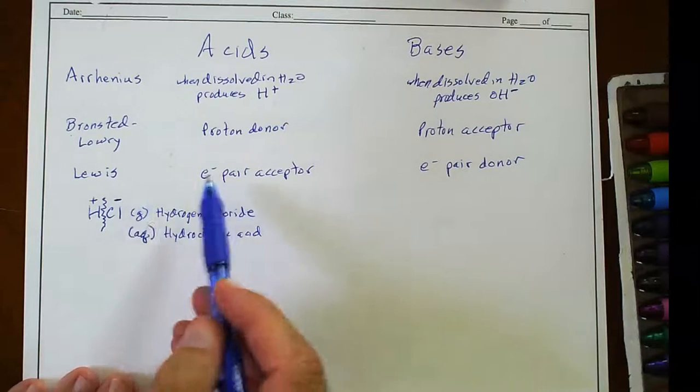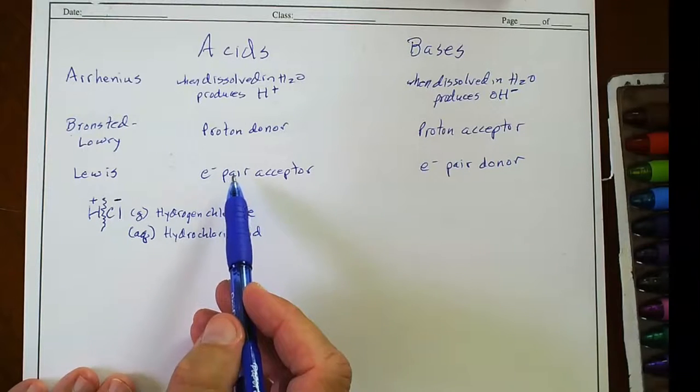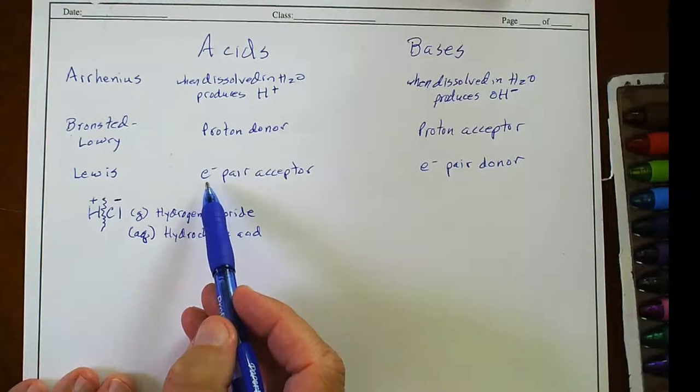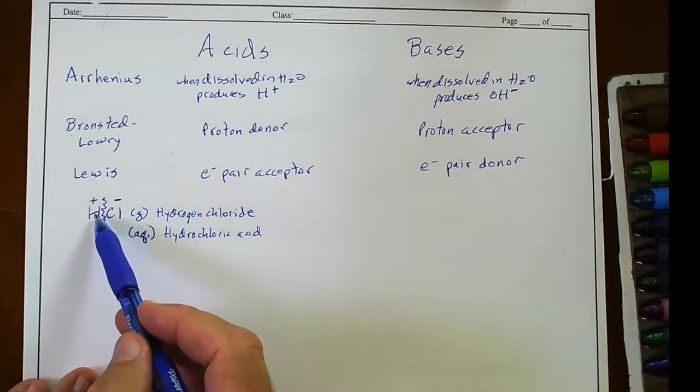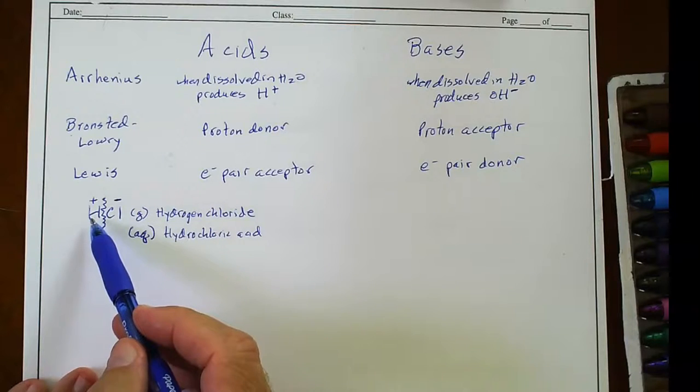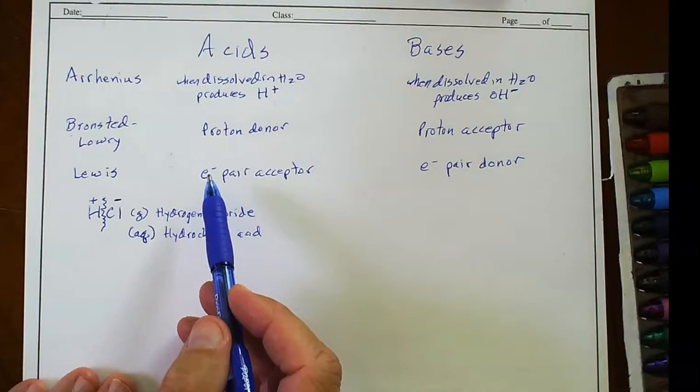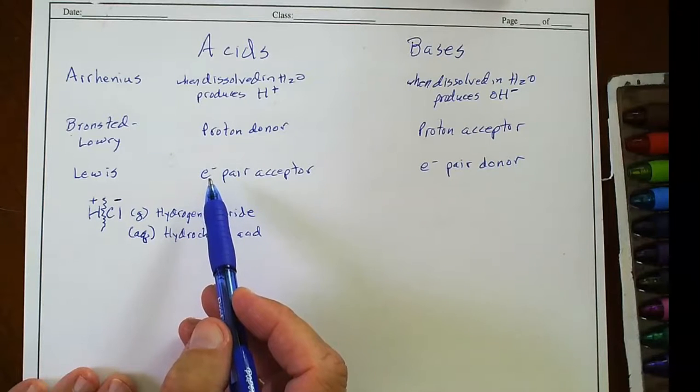From the Lewis perspective, that proton would be happy to accept a pair of electrons, because this hydrogen ion has 0 electrons, and a pair of electrons would not only replace the one that it gave up, but it would fill its first shell, and that would make the hydrogen happy.